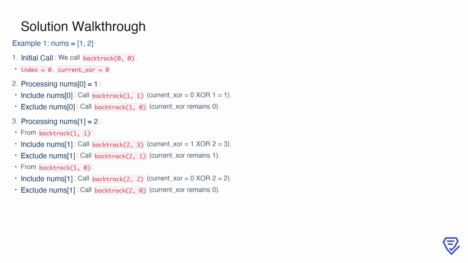Next, we process nums[1], which is 2. For the backtrack call with an XOR of 1, including nums[1] updates the XOR to 1 XOR 2, giving 3, and we make a recursive call with index 2. Excluding nums[1] keeps the XOR at 1, and we continue to the next step. Similarly, for the branch where nums[0] was excluded, including nums[1] results in a new XOR of 0 XOR 2, which is 2, while excluding it keeps the XOR at 0. This step explores all possible subsets formed by including or excluding each number in the input array.